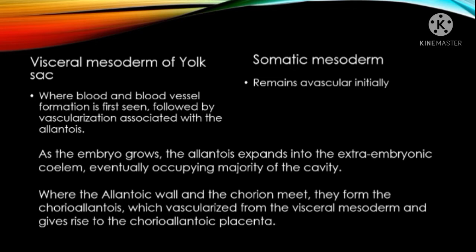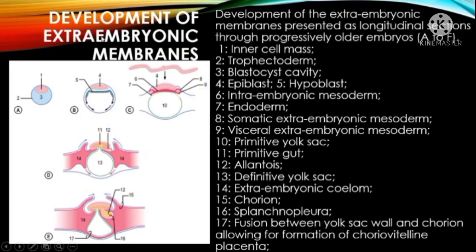Where the allantoic wall and the chorion meet, they form the chorioallantois, which is vascularized from the visceral mesoderm and gives rise to the chorioallantoic placenta, which will also be discussed later. So this is the development of the extraembryonic membranes.